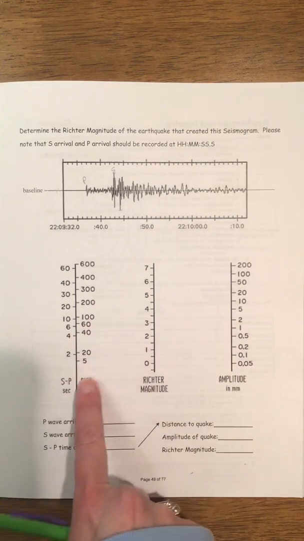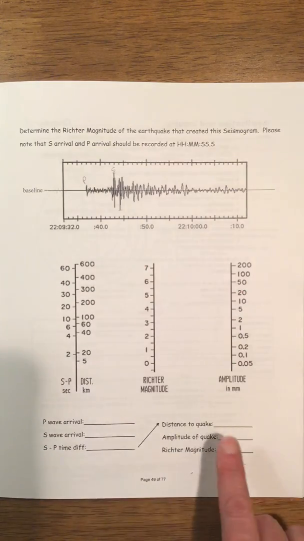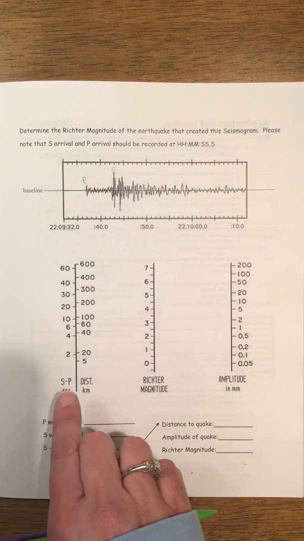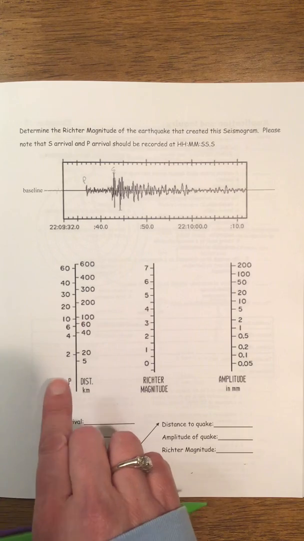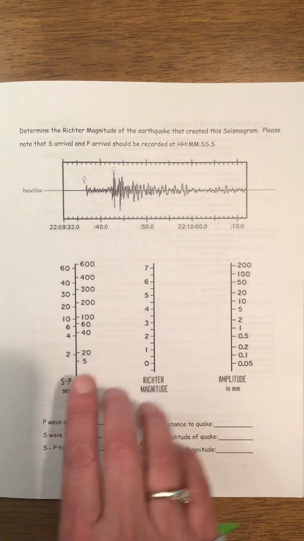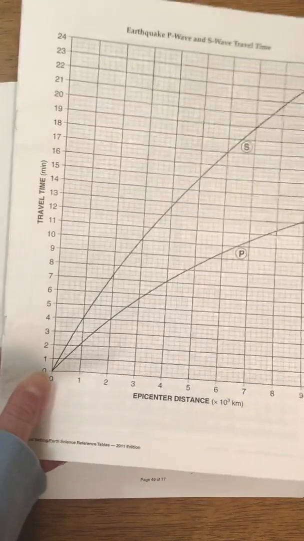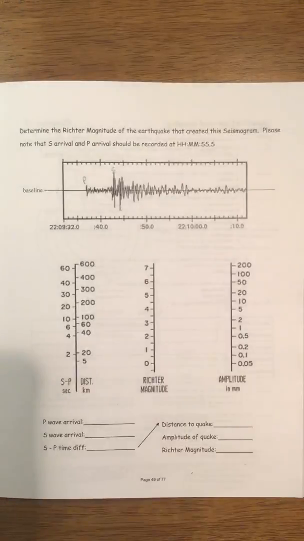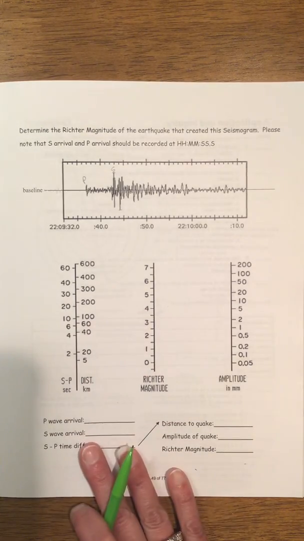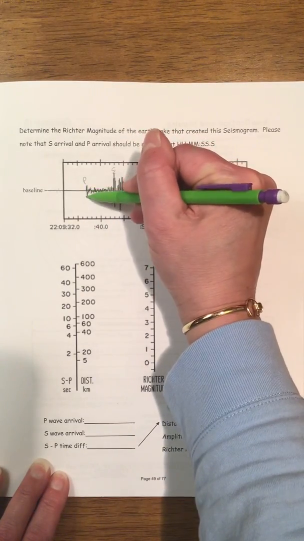Now, keep in mind, we're using this data table. We're not using the ESRT to get distance from quake, because the S minus P lag time is in seconds, and our P and S wave table does not allow us this exactness, this precision. So we have to use this right here, okay? So let's read our seismogram. What is the best time for the P wave arrival?